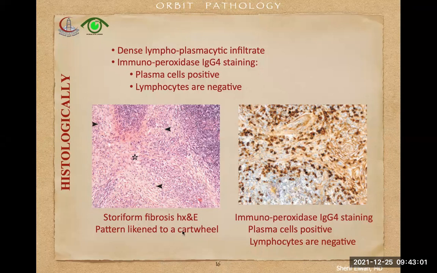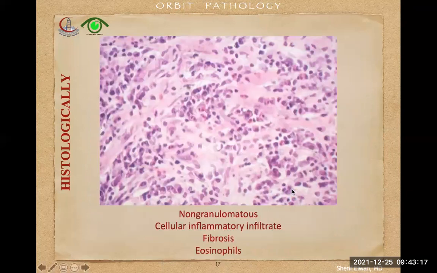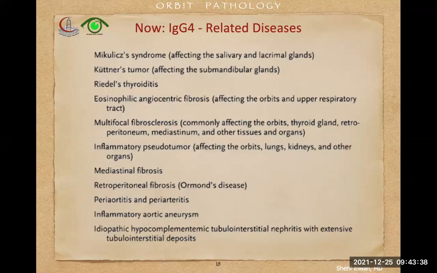So it is storiform, meaning like a cartwheel, fibrosis under hematoxylin and eosin, and under staining by immunoperoxidase, IgG4 staining, plasma cells are positive, and the lymphocytes are negative. So it is a non-granulomatous chronic inflammation with massive cellular infiltration with fibrosis and may show eosinophils as well. But the main cell is the immunoperoxidase positive plasma cells besides lymphocytes.